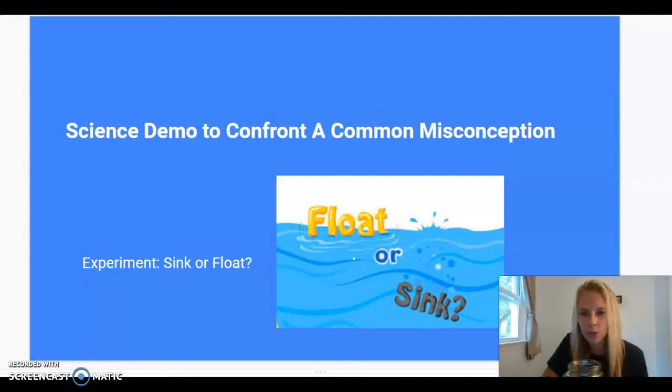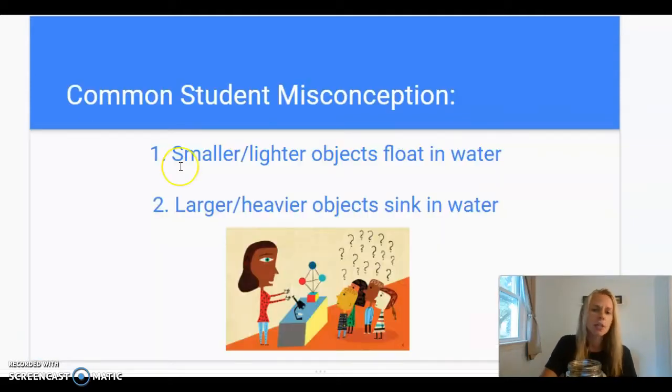For watching my Module 2 experiment on misconceptions that students may have. I chose the idea of objects sinking or floating and some of the misconceptions that students have with that science concept. Students often, and I've heard this firsthand with experience, think that smaller, lighter objects float in water and larger, heavier objects sink in water.